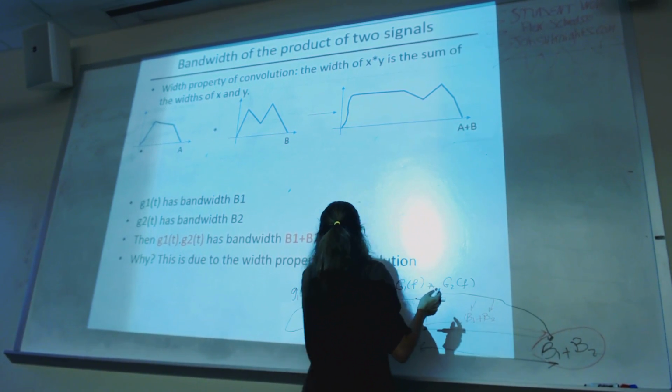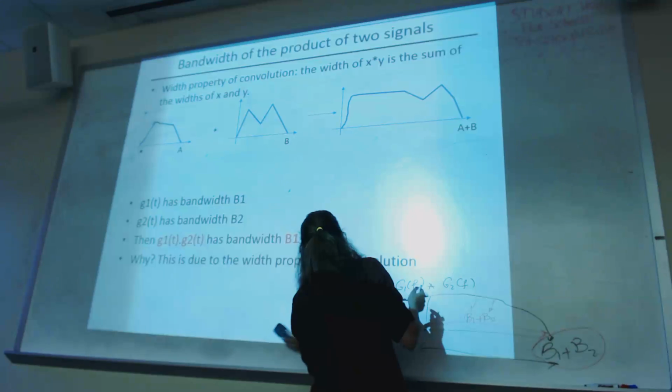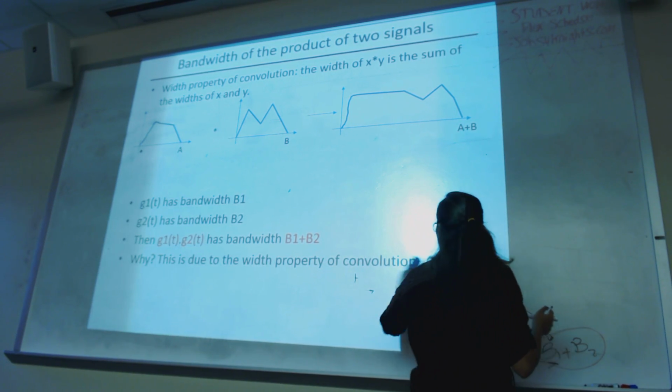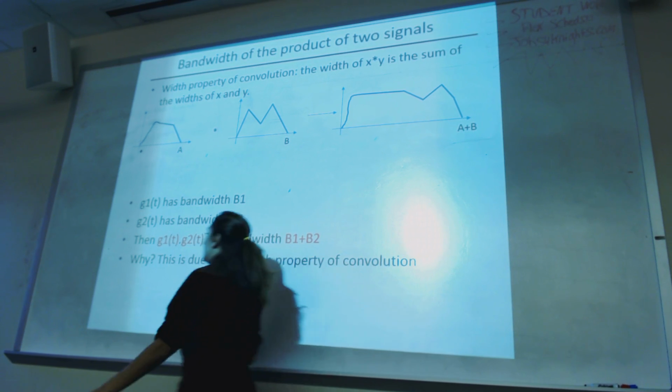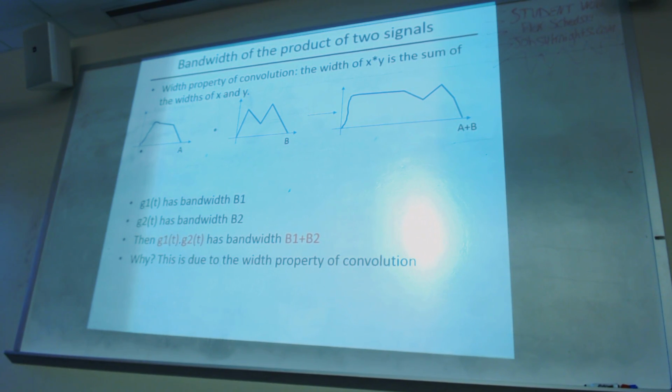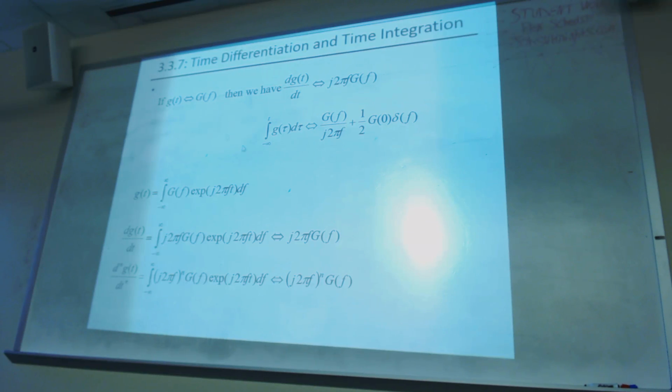Okay. Next property, I guess, is taking a derivative. So see what happens to the Fourier transform. If you have g(t) and its Fourier transform is capital G(f), then the Fourier transform of the derivative of that is just G(f) multiplied by j2πf.